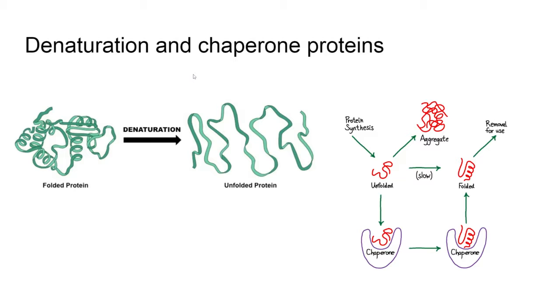So there's denaturation and chaperone proteins. So denaturation is when a folded protein gets unfolded, and this can happen because of pH or the temperature is not right for the protein. And chaperone proteins are what help fold proteins in the right way. So sometimes proteins are mistakenly folded, or they haven't been folded yet, and so chaperones will help fold them properly.